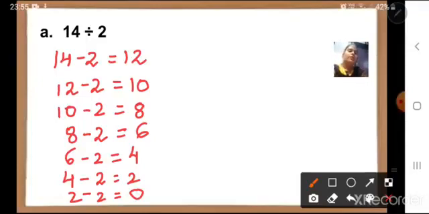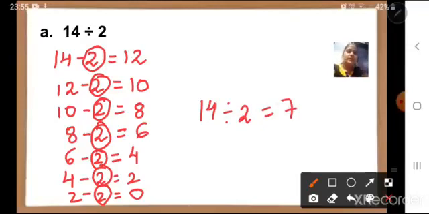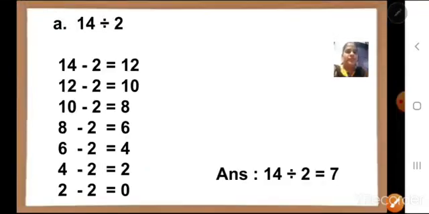Now we have to find out what 14 divided by 2 is. Let us circle. See how many times 2 is repeated here. 1, 2, 3, 4, 5, 6, 7. Right? So 14 divided by 2 is equal to 7. Okay, children, note down in your notebook properly. Try to do the sum on your own.